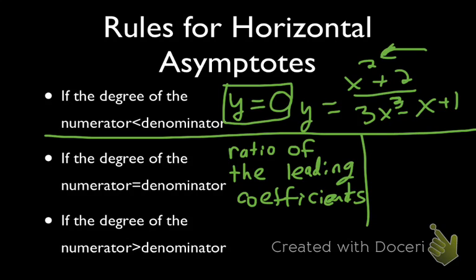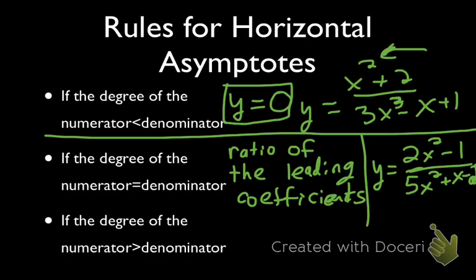But it could happen with things that are not linear functions. So for example, if I had y equals 2x squared minus 1 divided by 5x squared plus x minus 2, or something like that. The degree on top and the bottom is the same, right? Degree of 2 on top, degree of 2 on the bottom. So then I check the ratio of the leading coefficients. It's 2 divided by 5. So I know that my horizontal asymptote is at y equals 2/5, well, 0.4. So that's where my horizontal asymptote would be.